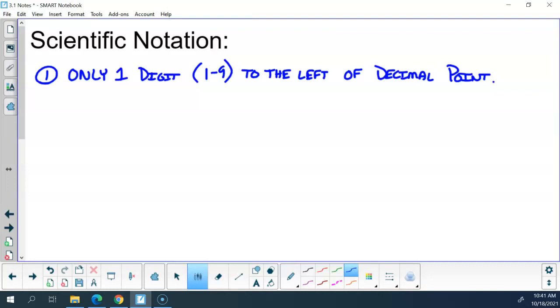Now, we are not dealing with sig figs. That's for science. We're just doing straight up scientific notation.